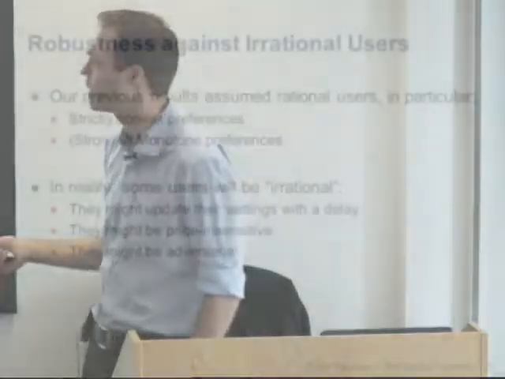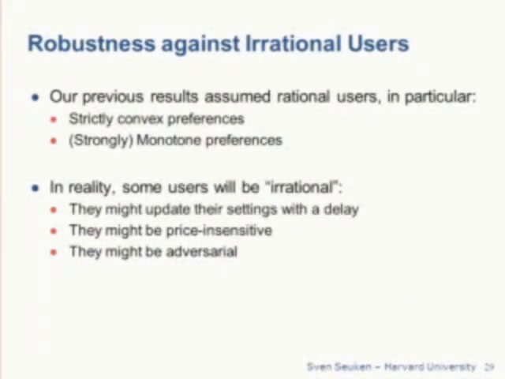However, these characterizations might be violated in practice. And so users might be called irrational because they might not update their settings immediately. So this means we are changing the price, but they're not updating their settings, so they're not satisfying these assumptions. They might be price insensitive. I mean, they might update their settings, but they might not set them correctly according to the current price vector. Or they might be adversarial, trying to simply harm the system or bring the system out of equilibrium.